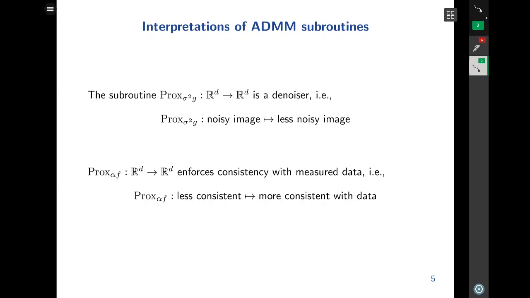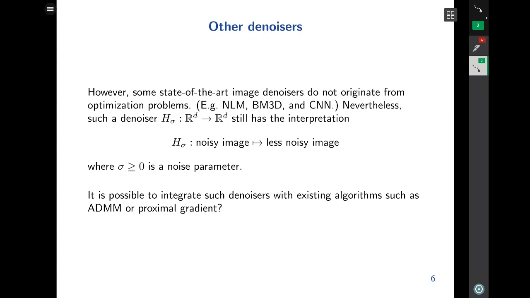However, many state-of-the-art image denoisers do not originate from optimization problems. Non-local means, BM3D, and convolutional neural networks are such examples. Nevertheless, these denoisers still have the interpretation that if you provide as input a noisy image, you get a less noisy image as the output. That's what a denoiser does. In this notation, we use sigma to represent a noise parameter. A small value of sigma represents a milder effort of denoising, and a large value of sigma denotes a more aggressive effort of denoising. A small value of sigma will not alter the image as much. A large value of sigma may change the image a lot in order to perform the aggressive denoising.